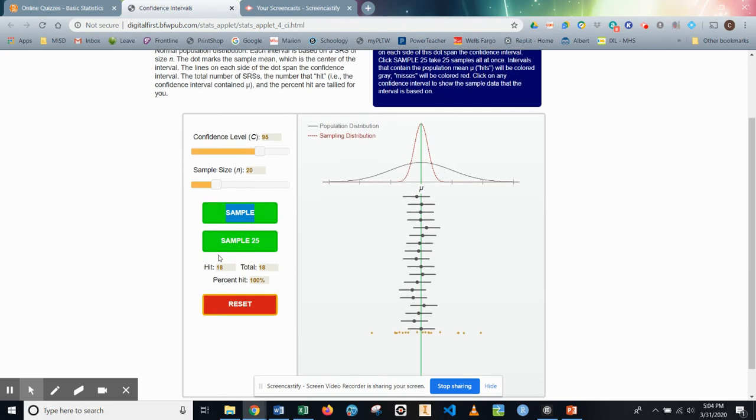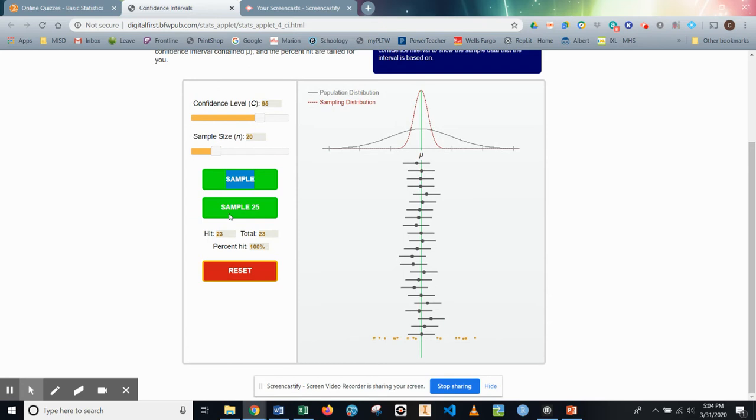I'm gonna keep going here. And this is how it goes sometimes. So there's one that was just on the bottom edge or the top edge of that one, so I didn't quite get it. So we're gonna keep going here.